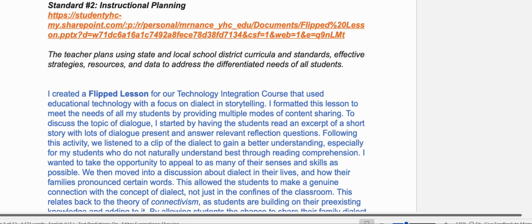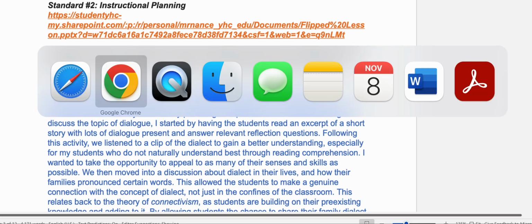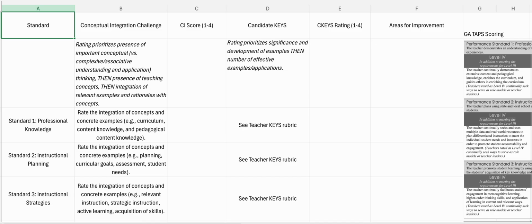So my challenge is to make a determination as to the extent to which she is integrating concepts such as planning or student needs, curricular goals with concrete examples.